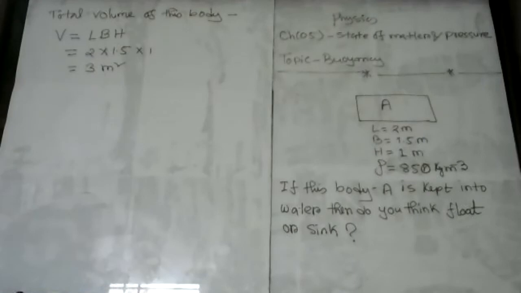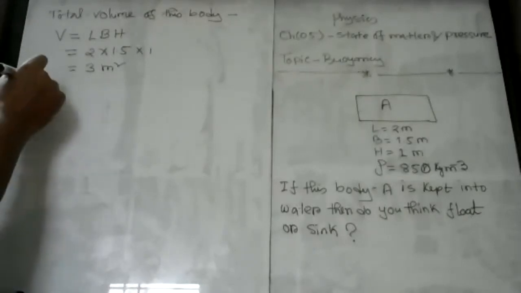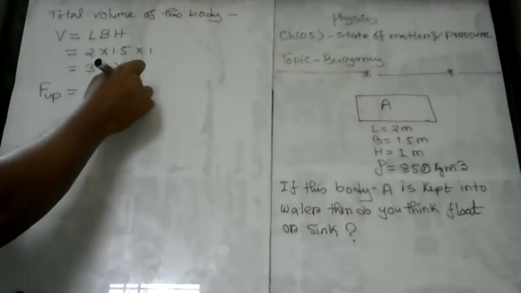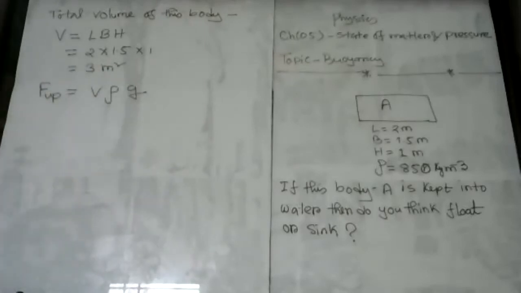So here, volume V equal to the product of length, breadth, height. It will equal to 3 meters square. And then, my dear student, in the next step, I'm going to find out which quantity? It's buoyancy or upward thrust. F upward will equal to what? V rho G. Remember, if you want to calculate buoyancy, there are two equations for the case of buoyancy.